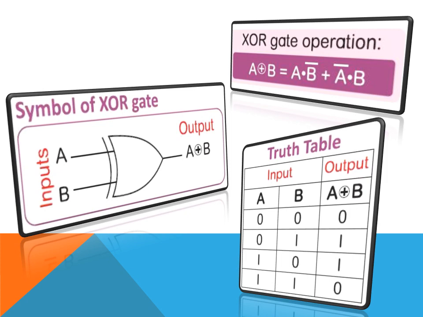This is the truth table for the XOR gate. See, when the inputs are 0 0 and 1 1, that means when the inputs are same, then the output is 0. And when the inputs are 0 1 and 1 0, that means when the inputs are different, then the output is 1. Please pause the video and note down the truth table, the gate operation, and the symbol for the XOR gate.